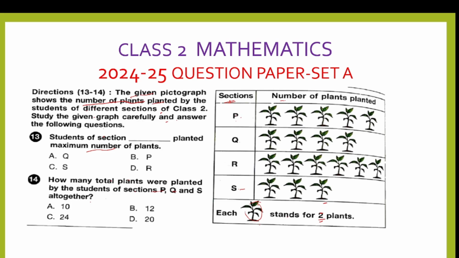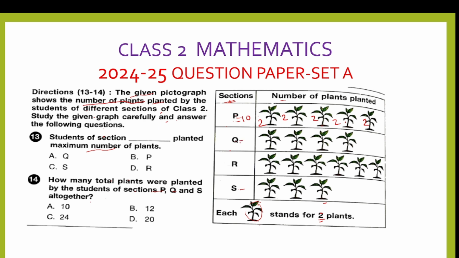Okay. So if we see here, P is what? This is 2 plus 2 plus 2 plus 2 plus 2. How many times? So there are 1, 2, 3, 4, 5. So 5 times addition of 2 is nothing but 10. So the total number of plants for the section P is 10.